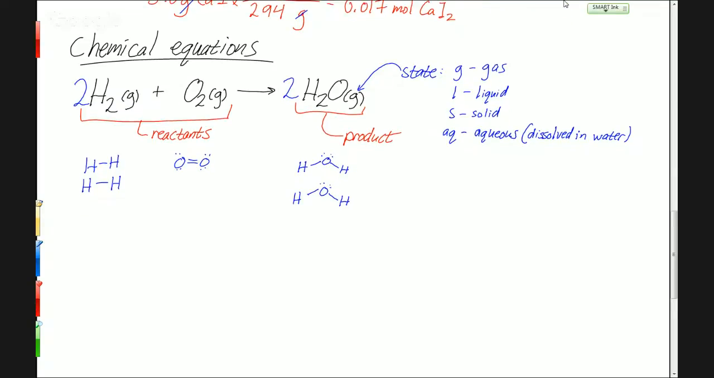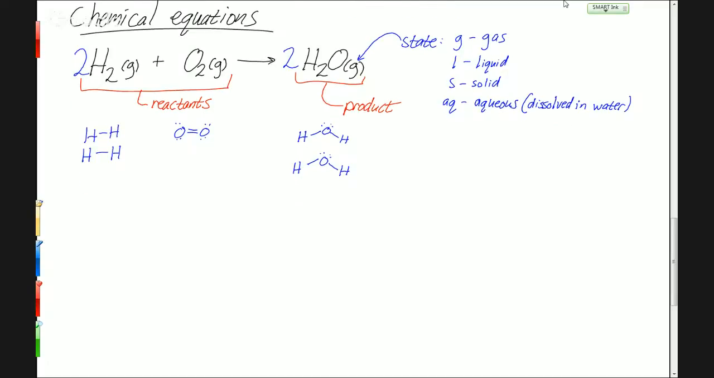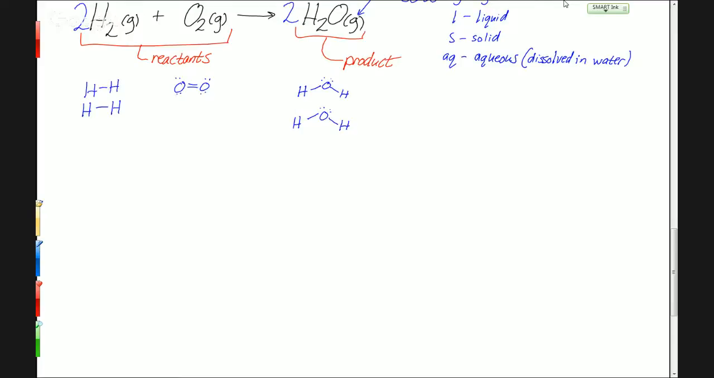All right. So let's look at how we do this systematically, rather than just looking at it and trying to figure out, oh, how many of these do I need or how many of these do I need? So let's do another reaction and work through it carefully.